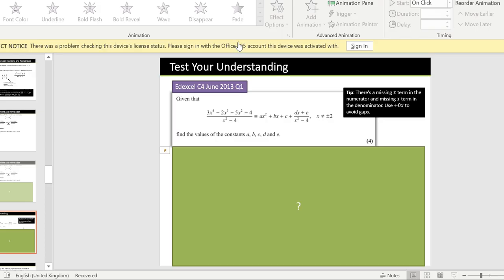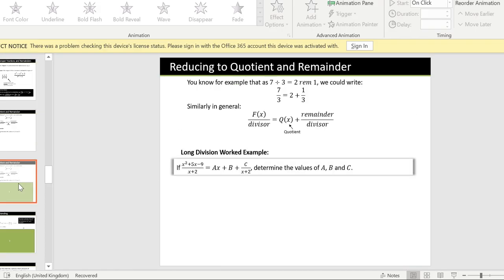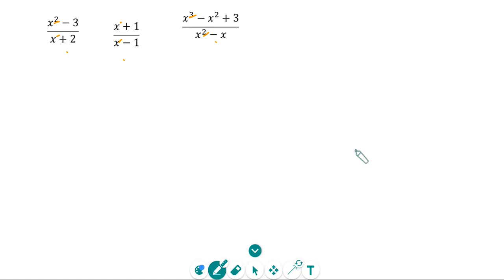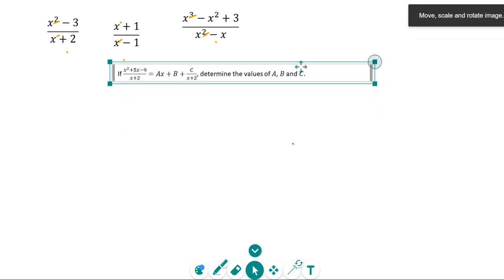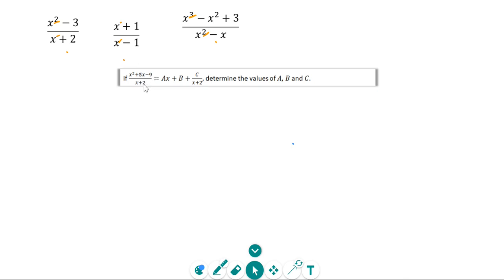So let's have a look at a question. The question that we're going to do is this one here. If x squared plus 5x minus 9 over x plus 2 equals this, what would the numbers be? So we're going to say x squared and all this divided by x plus 2. Perhaps you can see already, because you have an x squared and an x to the power of 1, you would get an x if you divided. You might also notice that this is the same that we're dividing by, and there's a reason for this.